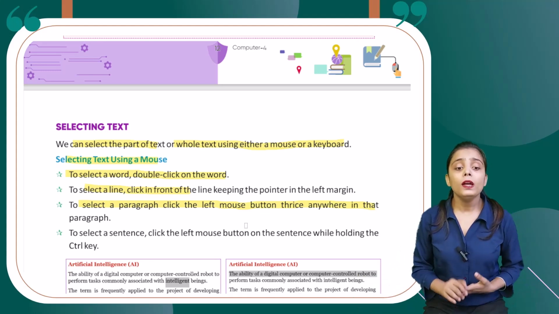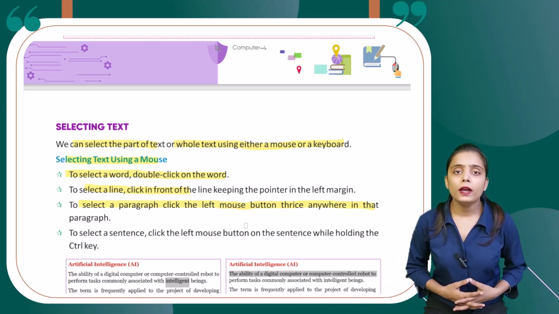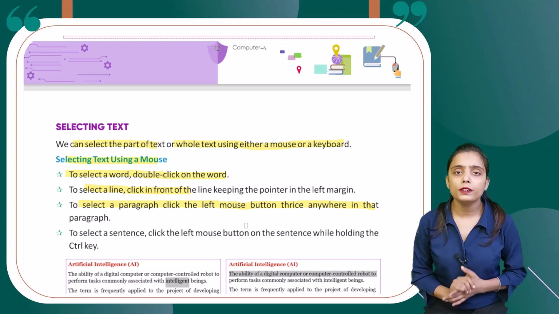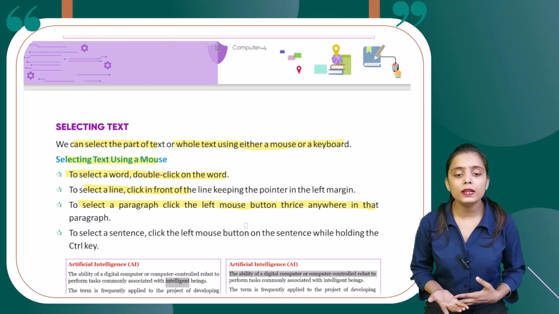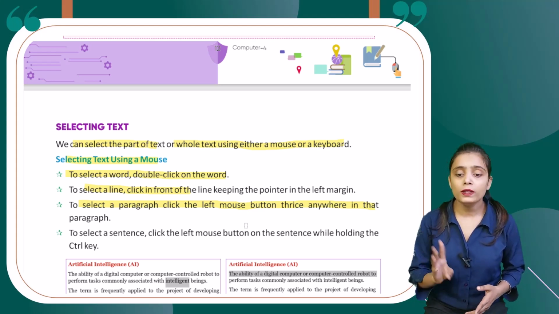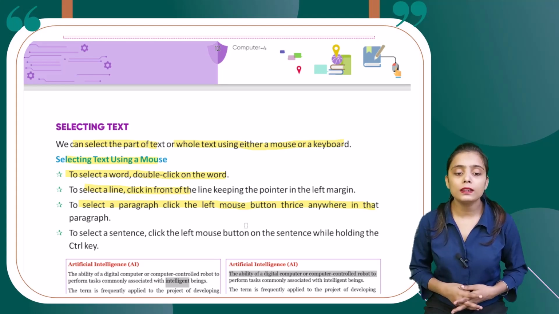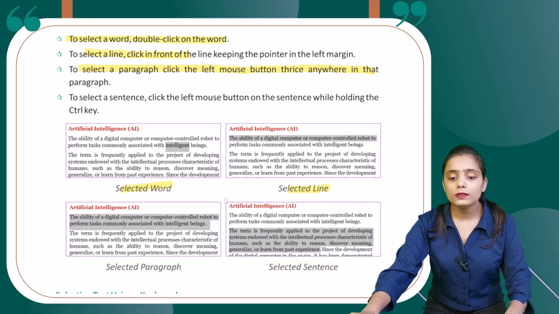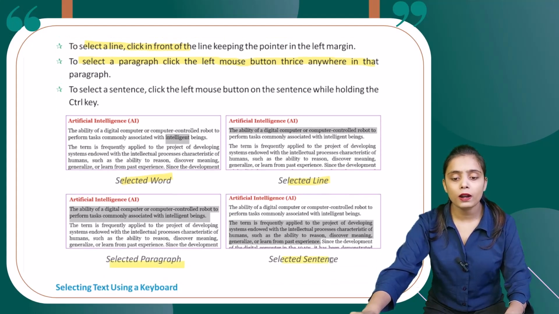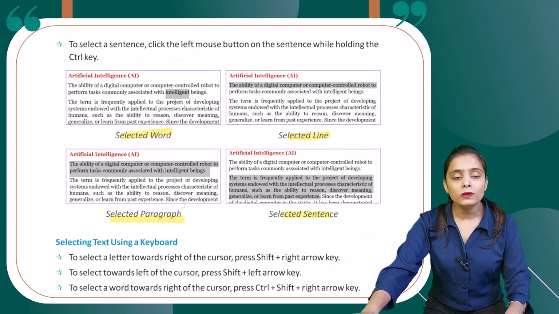Now children, here you first have to identify what you want to select. Suppose you want to select a word, just double click on the word. If you want to select a line, click in front of the line, keeping the pointer in the left margin. If you want to select a paragraph, click the left mouse button thrice in that paragraph. To select a sentence, click the left mouse button on the sentence while holding the Control key. Here you can see this is the selected word, this is the selected line, and this is the selected paragraph and selected sentence. So I hope it is clear?